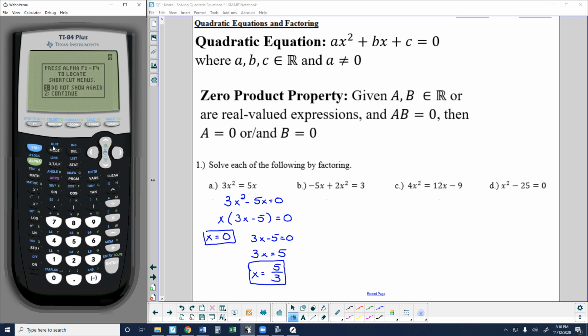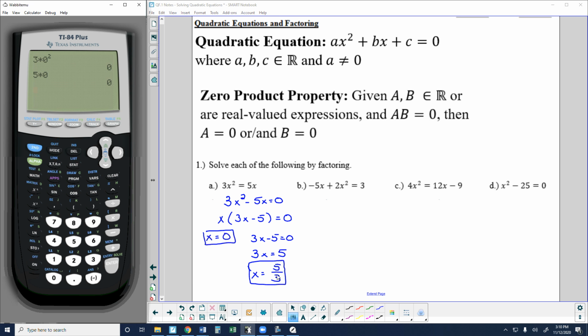So I can go back to the original equation, and I can type in 3 times 0 squared, and that's going to equal 0. And then 5 times 0, and that's going to equal 0. So when I put 0 in for x in this equation, on both sides, that's going to make both sides equal one another, and then my solution is okay.